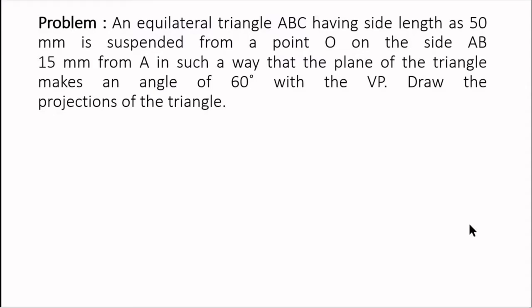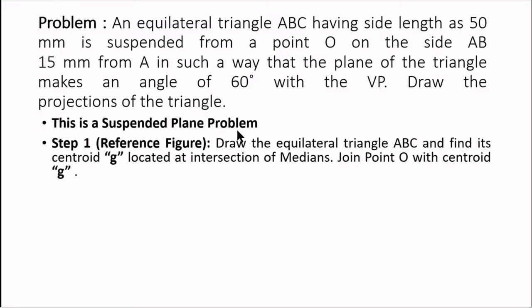So, when we read this statement, we see the phrase "suspended from a point". This statement specifies that this is a suspended plane problem. For a suspended plane problem, the first step is drawing the reference figure. We draw the equilateral triangle and find its centroid G, which is located at the intersection of medians, and then we join point O, that is the point of suspension, with the centroid.